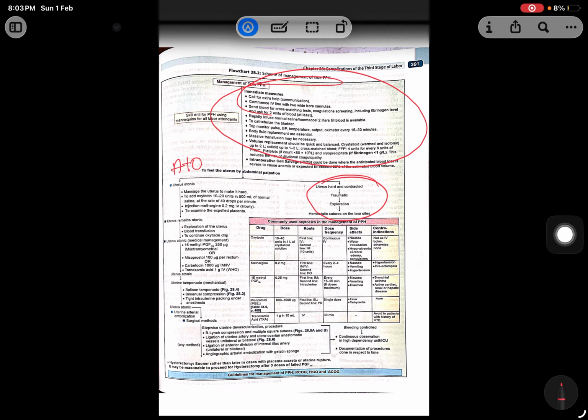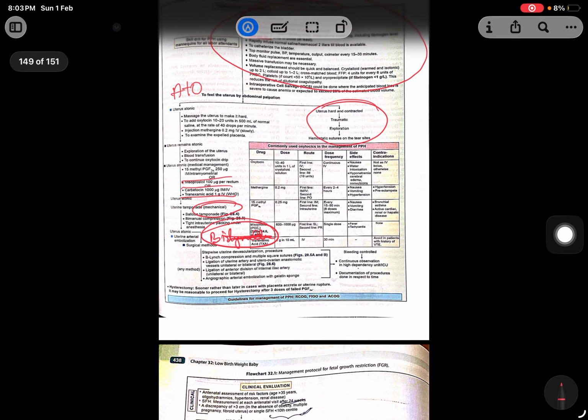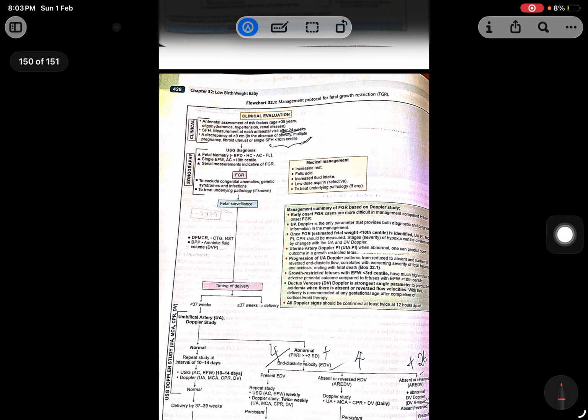In that case, you have to start with massage. Then you start with all your medical measures. If that fails, you have to do mechanical measures, as I told, balloon tamponade, bimanual compression, all those things. Then you have to think of compression sutures, that is B-Lynch sutures. This comes under surgical measures itself. Then you ligate all the arteries, and if at the end nothing happens, then you have to go with hysterectomy, take consent and come back.